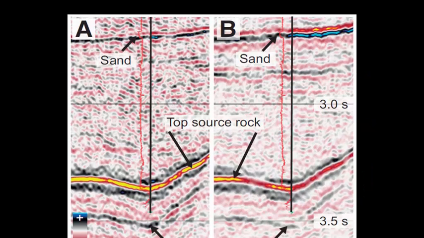Here is the amplitude section, and this is the near section, this is the far section, and this is the top of the source rock, this is the base of the source rock, and you see how the signature changes.